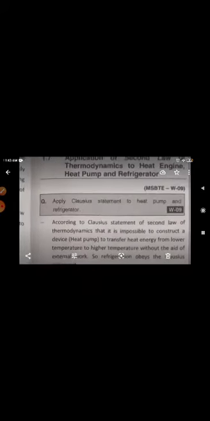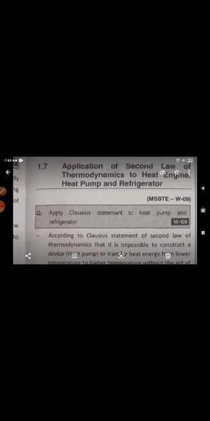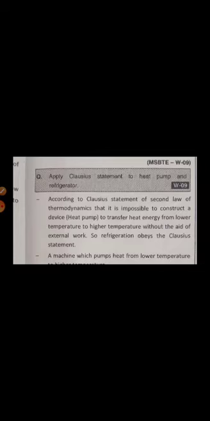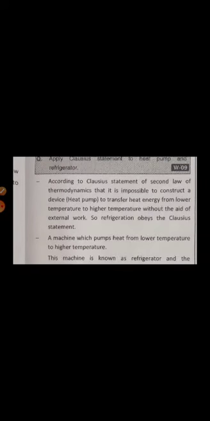Now let's apply the second law of thermodynamics to heat engine, heat pump and refrigerator. We have to apply this second law, or this Clausius statement, to the heat engine, heat pump and refrigerator. Can you remember the Clausius statement and the Kelvin-Planck statement? Keep that in mind, and let's start with this. The Clausius statement of the second law of thermodynamics says it is impossible to construct a device, that is a heat pump, to transfer heat energy from lower temperature to higher temperature without the aid of external work.